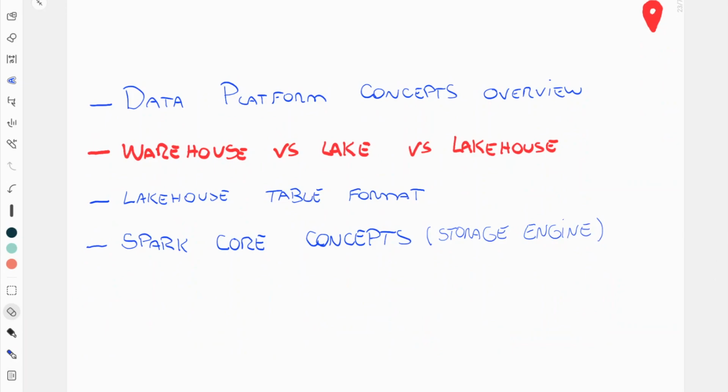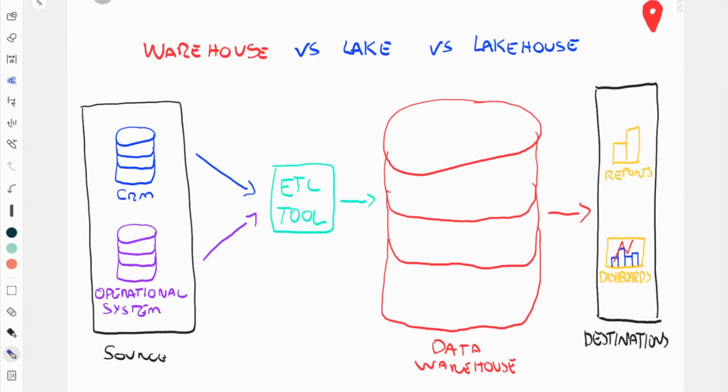Data warehouses versus data lakes versus lakehouses. First of all, we have data warehouses. This data warehouse diagram consists basically of structured data sources, as you can see, an operational system and a CRM system, and you have ETL tools, not the focus here, but usually very straightforward, only connecting the source and dumping it into the sink. And the sink here is actually the data warehouse. That's the focus here.